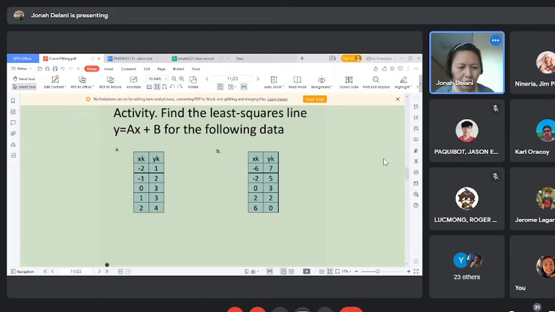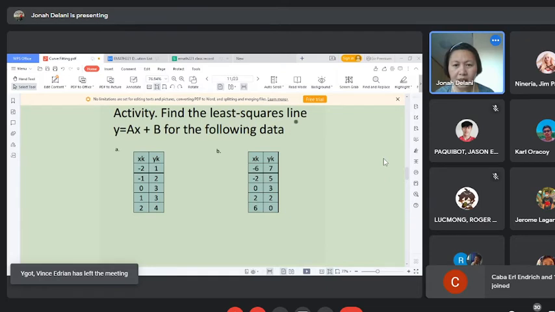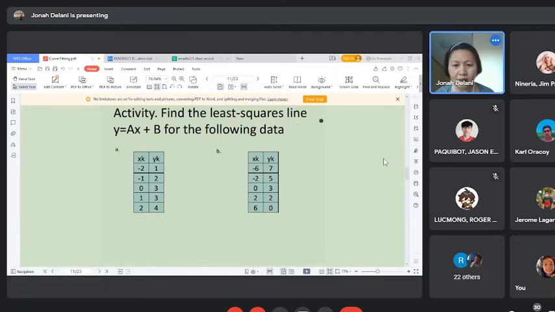So this becomes 10a plus 0b equals 7. And this also becomes 0a, plus 5b, since n is the number of points, 1, 2, 3, 4, 5, equals 13. So we now have two equations, two unknowns.